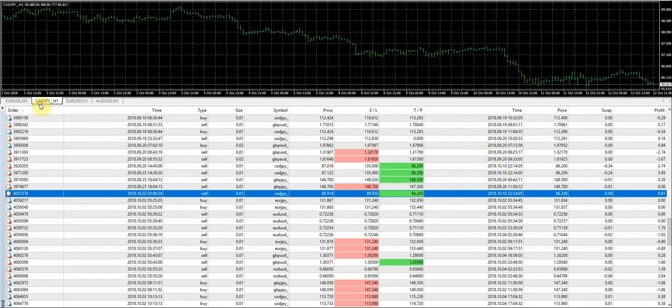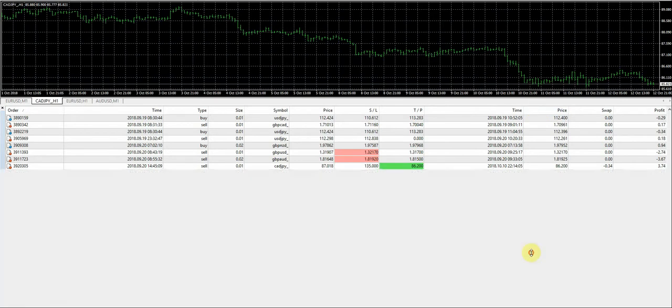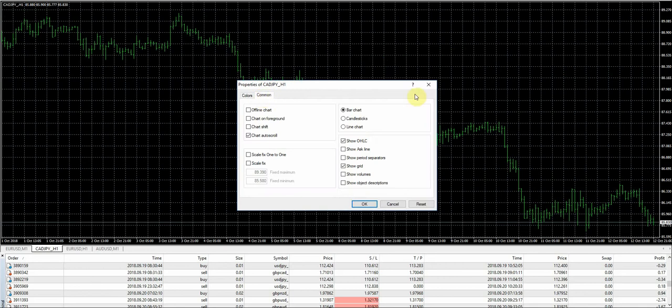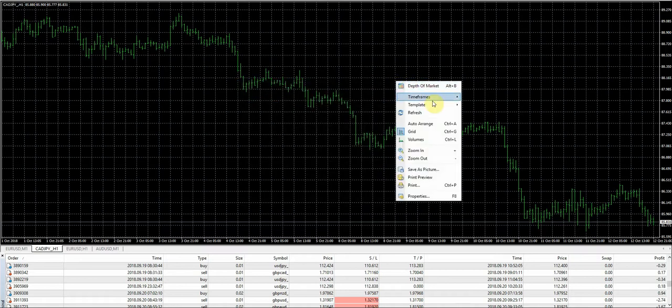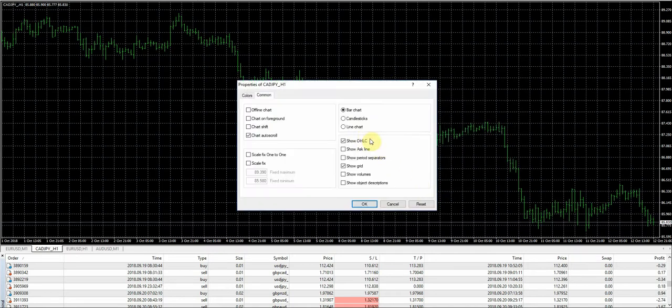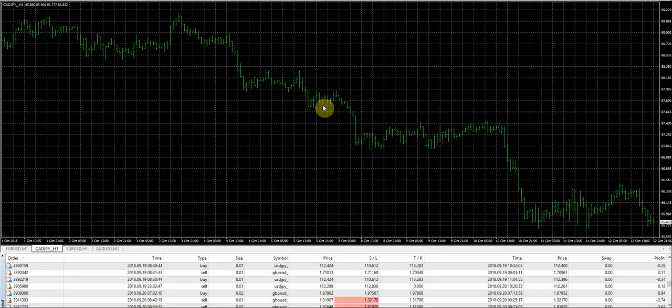And actually, let me pull up the CAD yen chart, and I'm going to see if I can show closed trades. I know there's a way to do it. Just haven't messed with that stuff in a long time here. So just real quick, I'm going to take a look around and see if I can find it. It's not in the templates. Let's go back in properties. Pretty sure it's in here somewhere. Line chart, show ask, show periods, object descriptions, colors. Nope. So it's not in there anywhere.